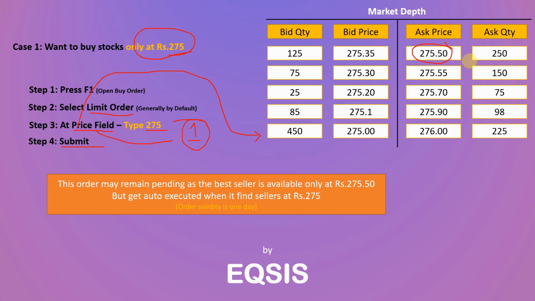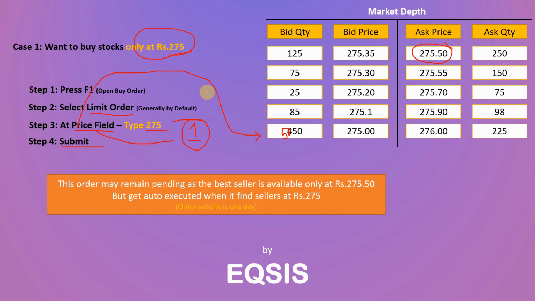There is no guarantee that you will be getting the shares, but it will be placed in the queue. If a price is available at 275, you will be getting it. But you will be clubbed along with 450. So this will no more be 450, this will become 550, because your 100 is also added along with that. But remember, the order is valid only for the day.